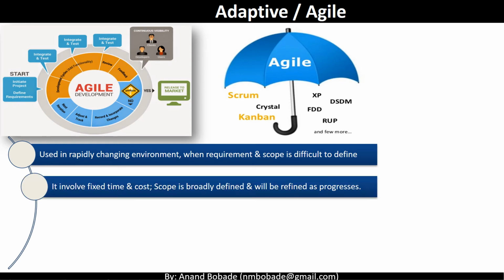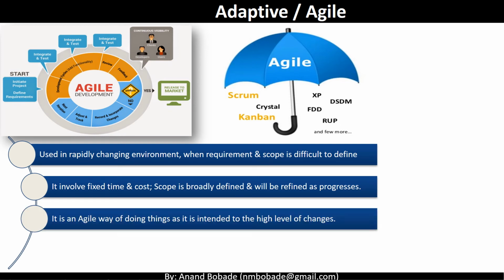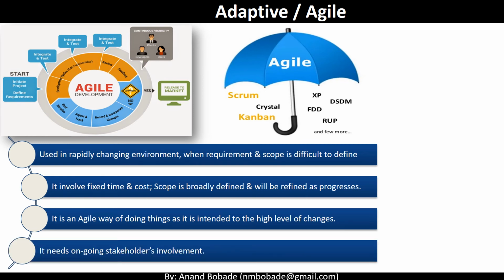It involves fixed time and cost, and scope is broadly defined and will be refined as the project progresses. It is the agile way of doing things as it is intended for a project where a high level of change is expected. It needs ongoing stakeholder involvement. Basically, an agile team is a mix of technical, business, and functional people, and all work together towards achieving the agile project's goal.